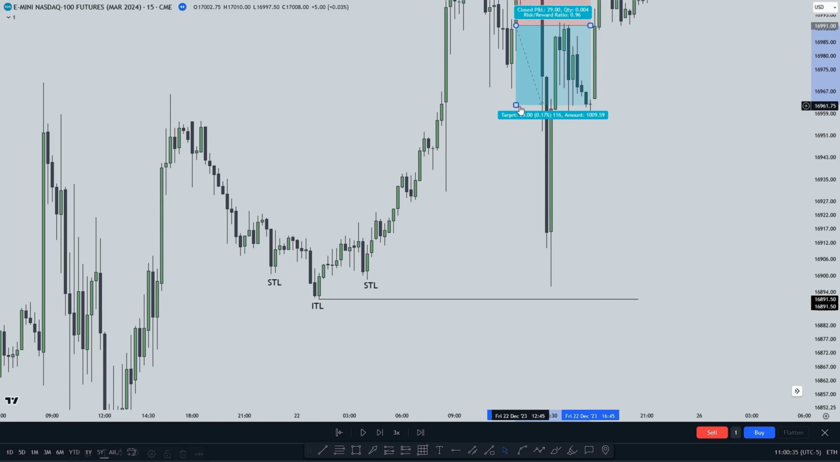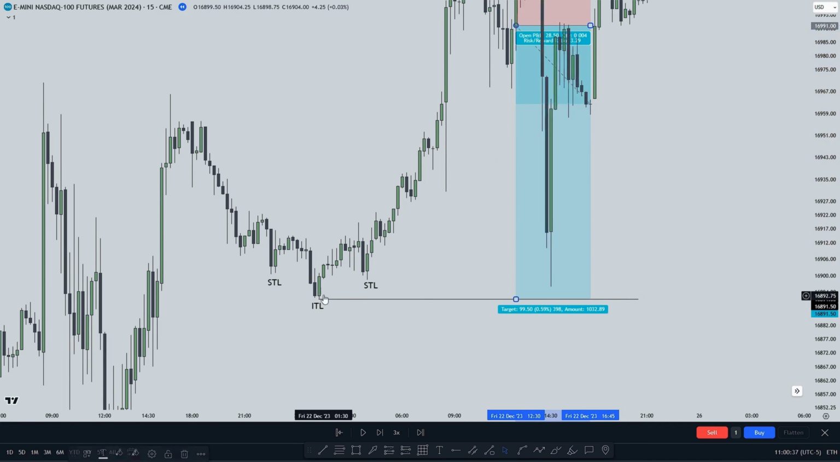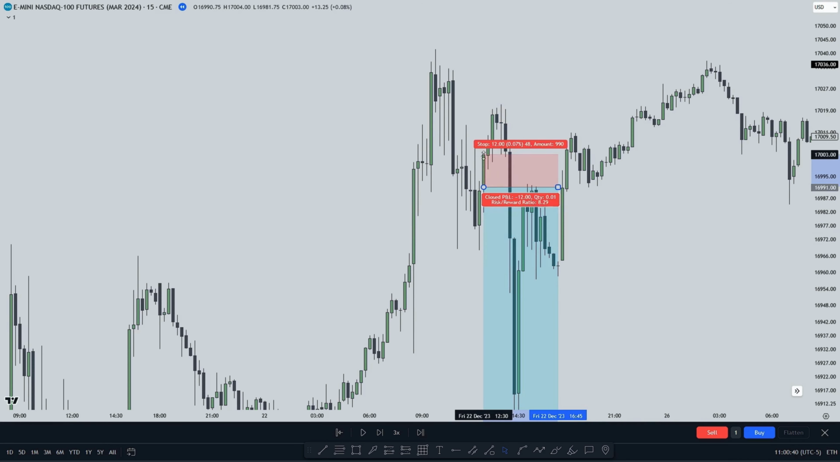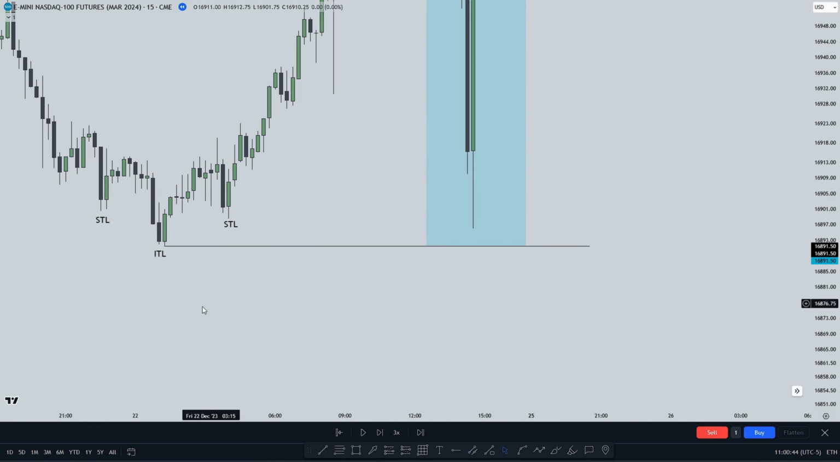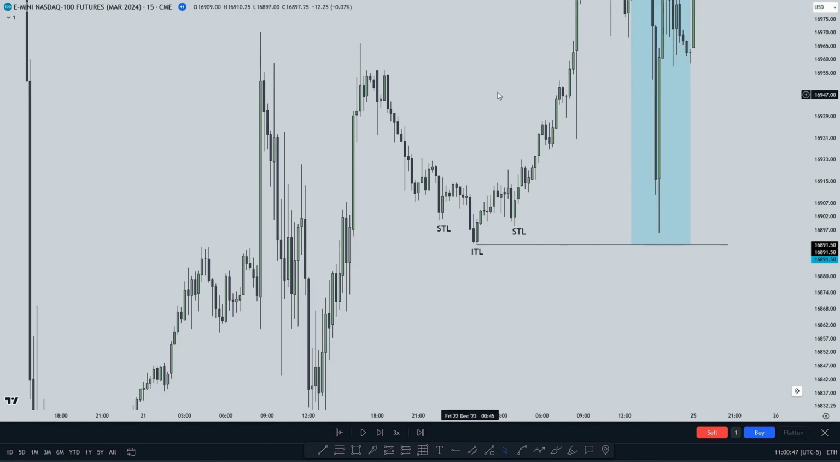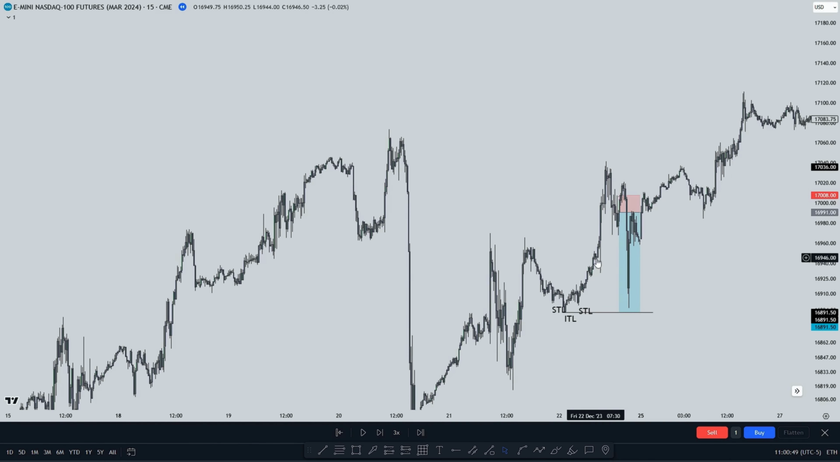and target these intermediate term lows and put our stop loss right there. This, of course, will make a great risk reward ratio, but price wouldn't take out these intermediate term lows as the order flow has not shifted and the draw on liquidity is still higher.